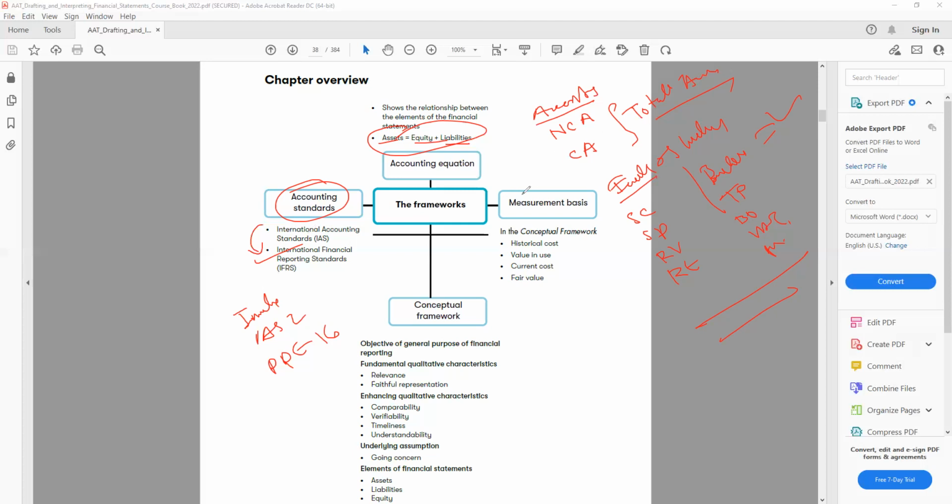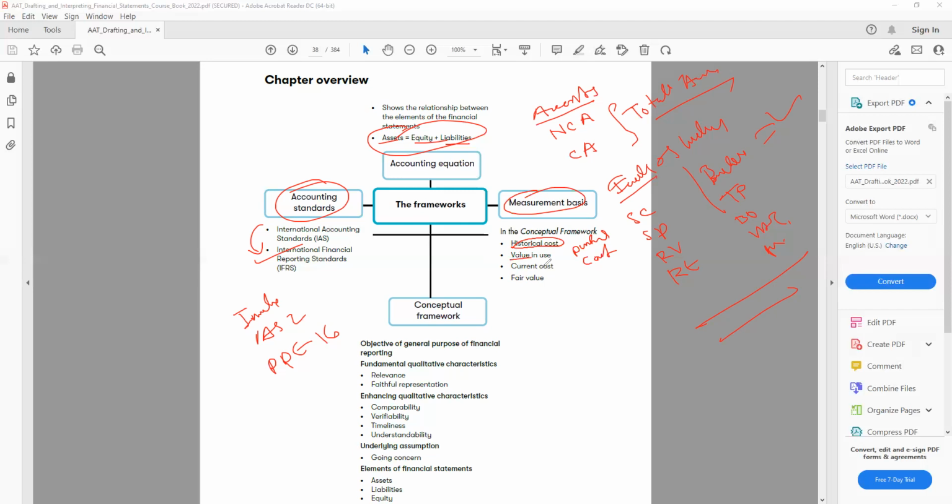Then we have the measurement basis. Here we see how we recognize the asset on the financial statement. We can use the historical cost. Historical cost is the purchase cost, the price we paid when we actually purchased that asset.